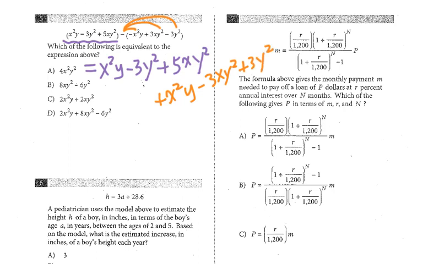Then you combine like terms. These two are like terms. You will get 2x squared y. So these two you have it. And these cancel out because you will get 0. Therefore, your answer will be C.